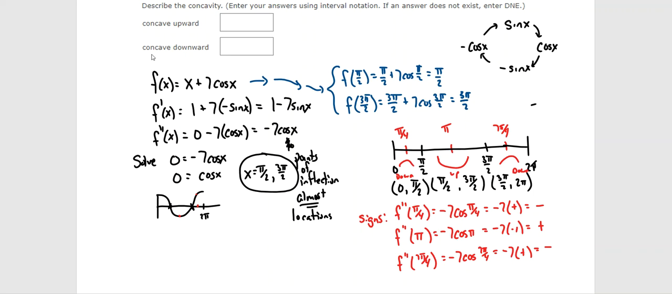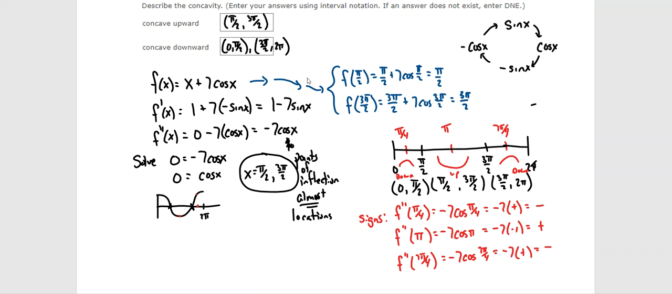Much like we did with increasing and decreasing. So concave upward, remember it's an interval, so I'm going to put in my parentheses. They don't put these in for you because you have to decide between round and square brackets. Increasing, decreasing, concavity, always use the round ones in this book. Pi over 2, comma, 3 pi over 2, we're concave upward. From 0 to pi over 2, and again from 3 pi over 2 to 2 pi, we are concave downward.